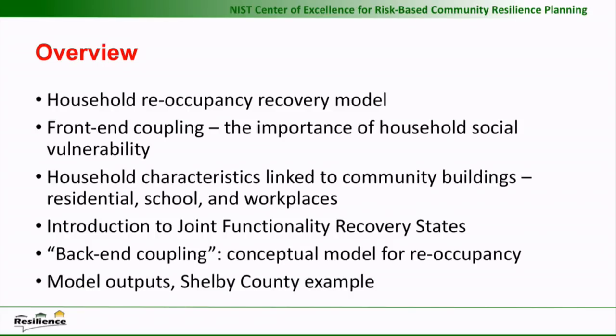We did both a front-end coupling and a back-end coupling. On the front end, we took into consideration the importance of the concept of social vulnerability. We wanted to do this at the household level and connect the household characteristics with community buildings. I will also introduce the concept of joint functionality recovery states, which builds on the work that Charles just presented, and also shows some of the outputs that we have created for Shelby County.